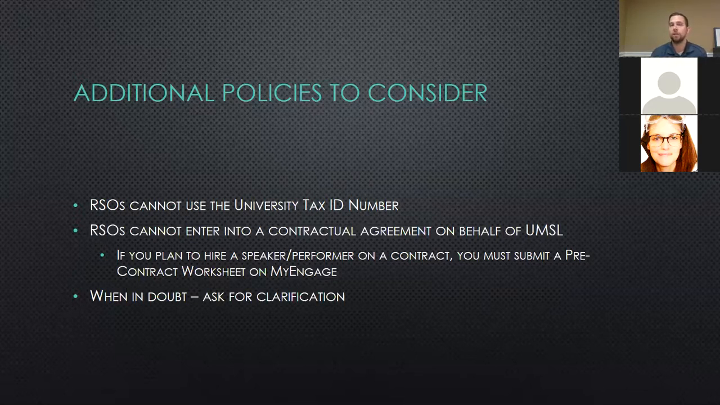So if you have an instance where you need a contract using university money, there's going to be a form on My Engage you can find. It's called the pre-contract worksheet. You will fill out that worksheet, that will get sent to our office, and we will follow up with you to make sure that the contract gets completed and executed.